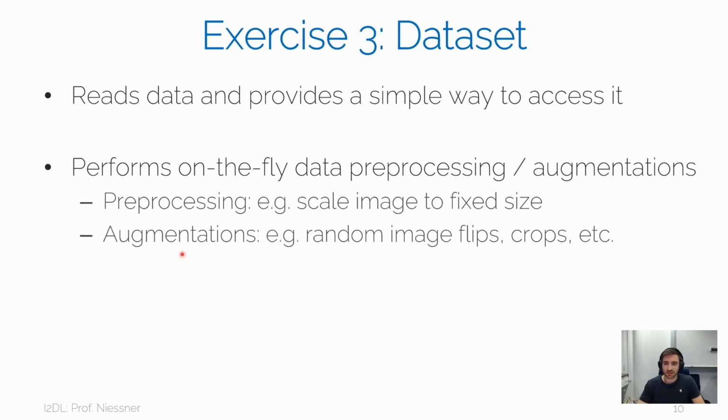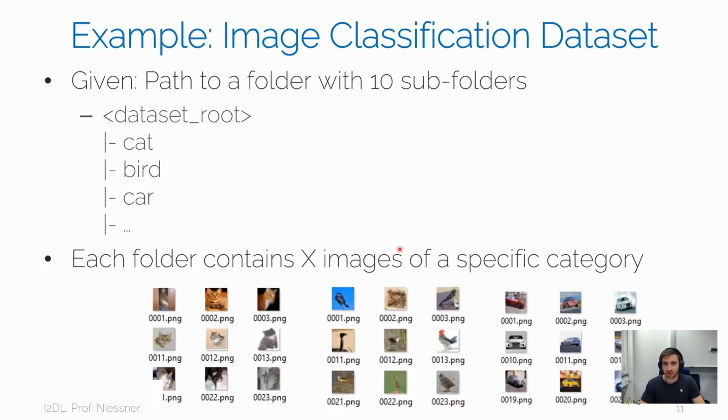Another thing the data set can do is, for example, augmentations. If you don't have enough data or you just want to increase the amount of data, you can perform some augmentations on the fly, which are usually pretty cheap. For example, you can randomly flip your image horizontally. You can also take different crops within your image and basically augment the amount of data you have artificially. And these are the two main parts of the data set.